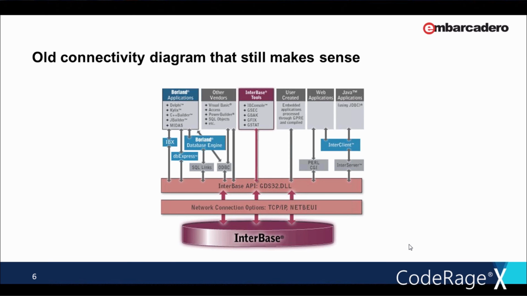This is an old connectivity diagram that I found in the past, but it still kind of makes sense. You might take out the Borland Database Engine and put in FireDAC, and everything else still makes sense. This drawing was made in the 32-bit world, and of course it's Windows only. But it gives you the idea of how you're connecting and what files are necessary.